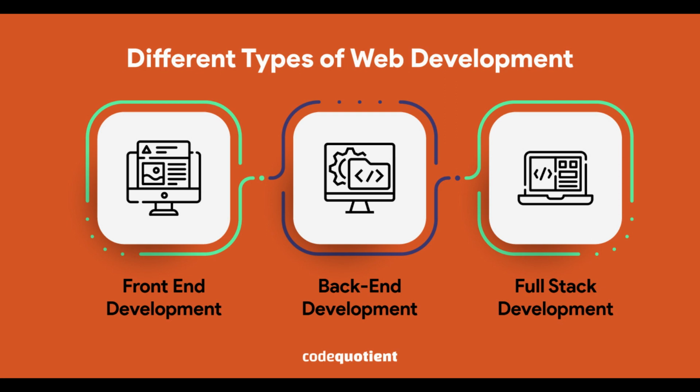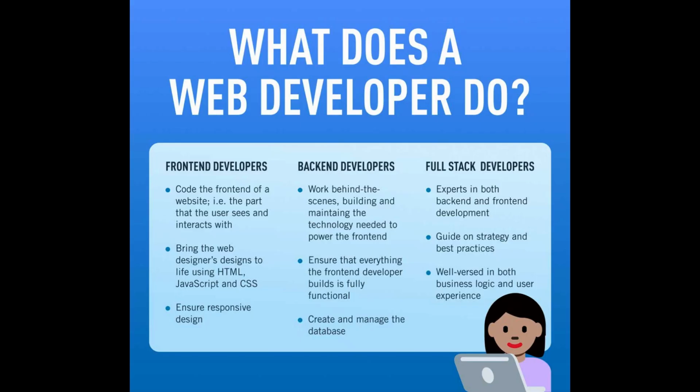In web development there are three different types. First is front-end development. Second is back-end development. Finally, third is full-stack development. Front-end developers code the front end of a website, i.e. the part that the user sees and interacts with.